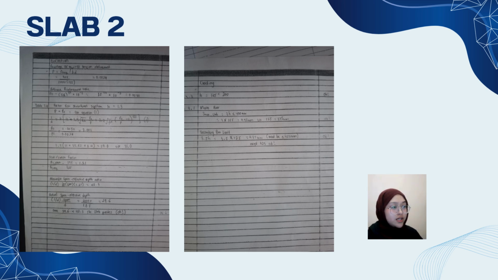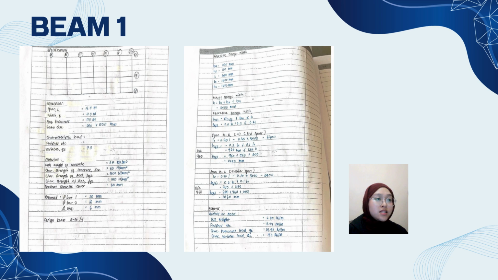Conclusion: in summary, slab 2 is fully compliant. It meets all the requirements for bending, shear, deflection, and cracking. Let's look at the design for beam 1.